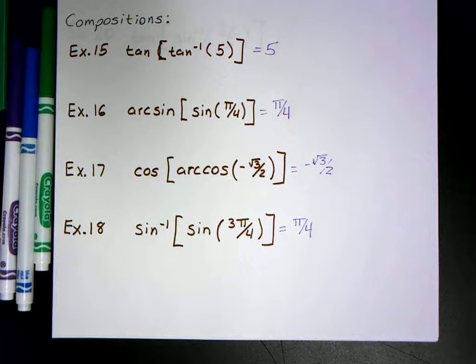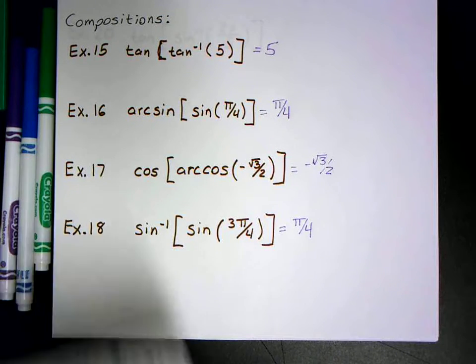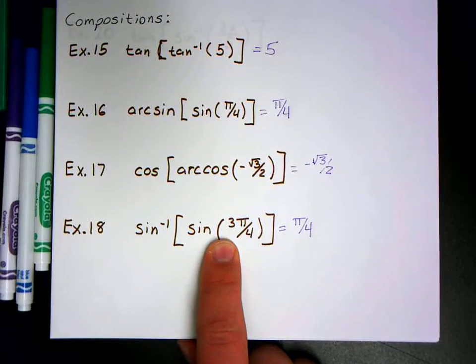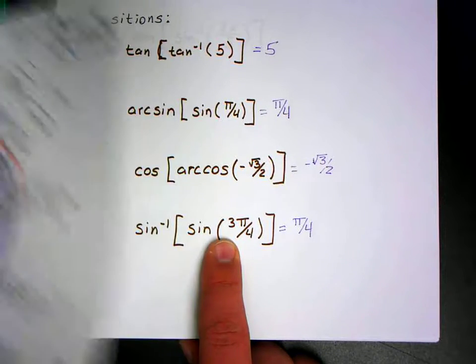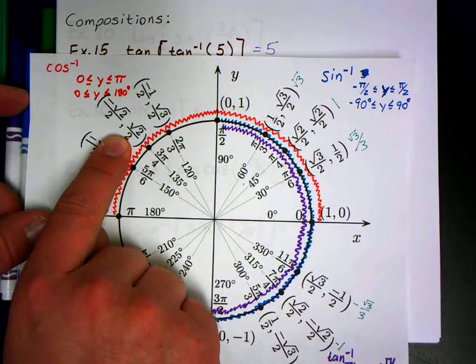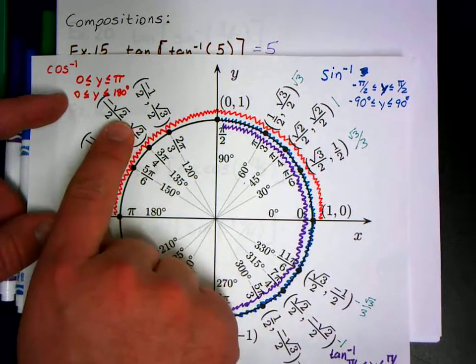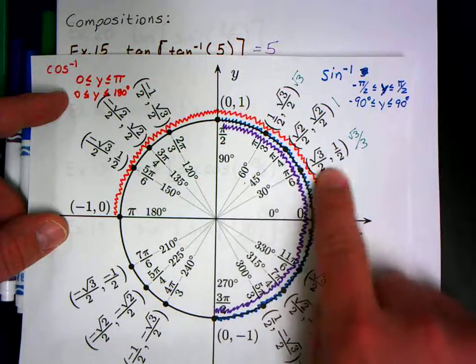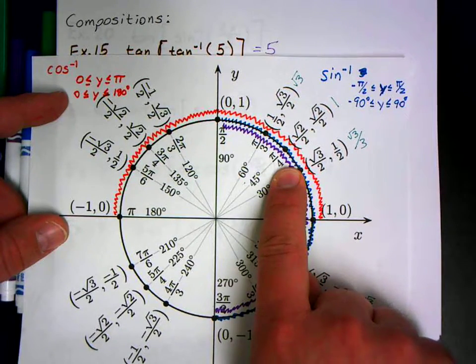Is 3 pi over 4 inside the range of arc sine? No. Whenever I do sine of 3 pi over 4, what am I going to get for an answer? Yes, you do. Sine of 3 pi over 4 is square root of 2 over 2. Okay, what is arc sine of square root of 2 over 2? Well, arc sine of square root of 2 over 2 cannot give me this. Arc sine of square root of 2 over 2 has to give me pi over 4.